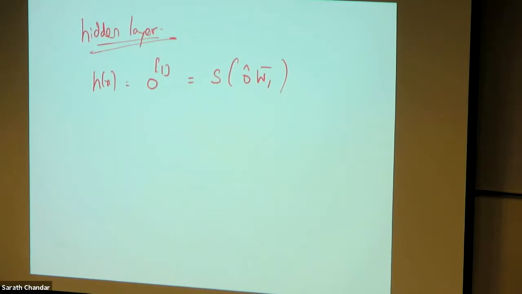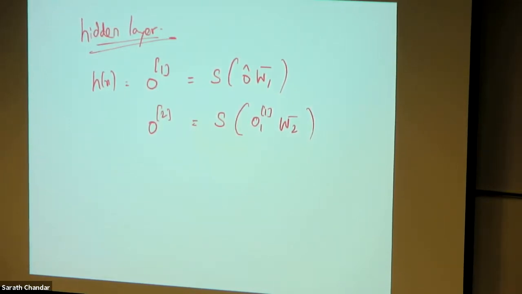Okay. Now you take this O1 as input and pass it to the next layer. That will give you O2. O2 is my final output. My final output is given by some function of O1 hat times W2 bar. Is that clear? Now I can actually generalize this to any number of layers. I can do O3, which is S of O2 hat times W3 bar, and so on, right? So you can extend this to as many layers as you want. Is that clear?